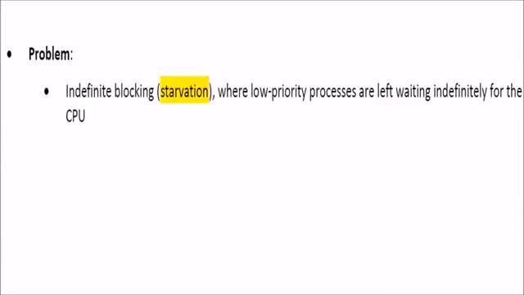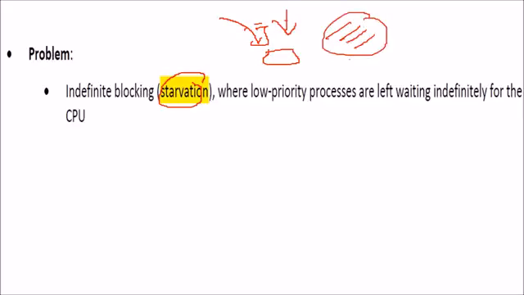But there is a problem, the problem of starvation. In priority scheduling, if higher priority processes keep coming, the processes with lower priority will never get a chance. So they will be starved. They will not get food to eat. So what is the best idea?